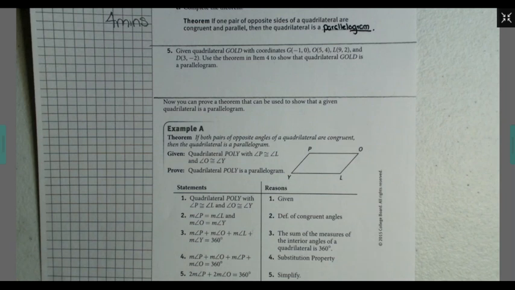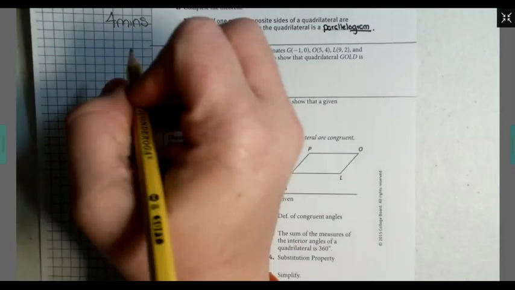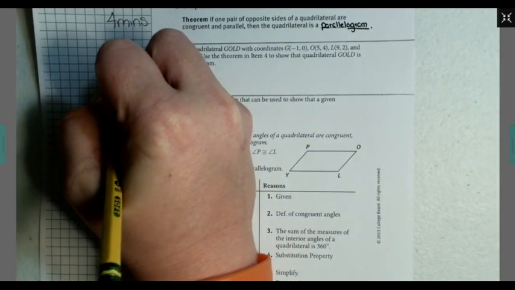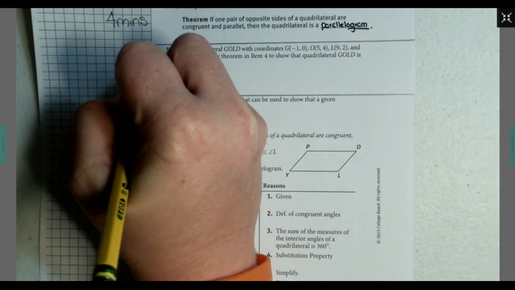Given quadrilateral GOLD with coordinates G at (-1, 0), O at (5, 4), L at (9, 2), and D at (3, -2), use the theorem in item 4 to show that the quadrilateral GOLD is indeed a parallelogram. For this particular part, I'm going to give you 4 minutes again.